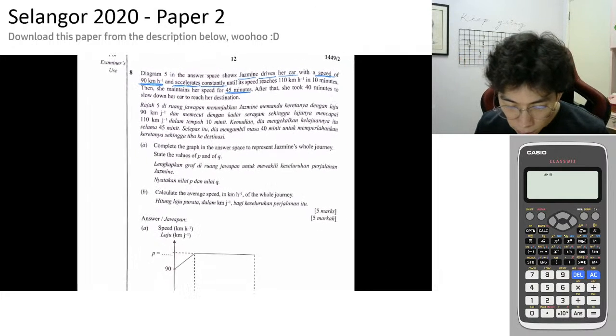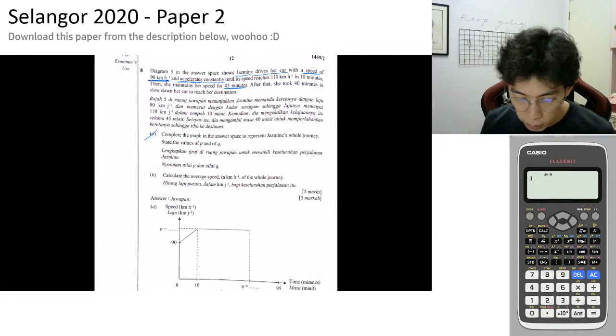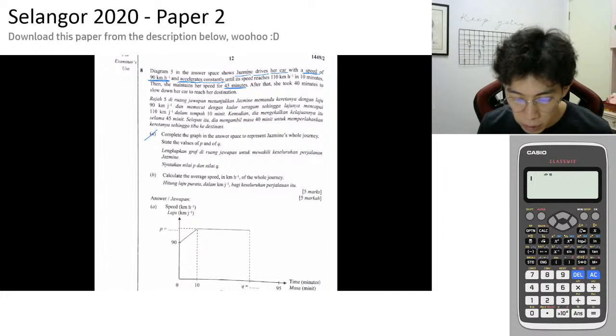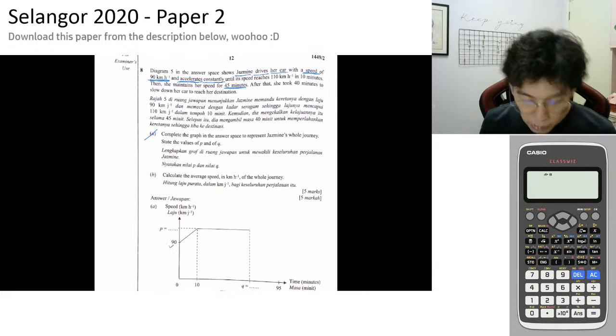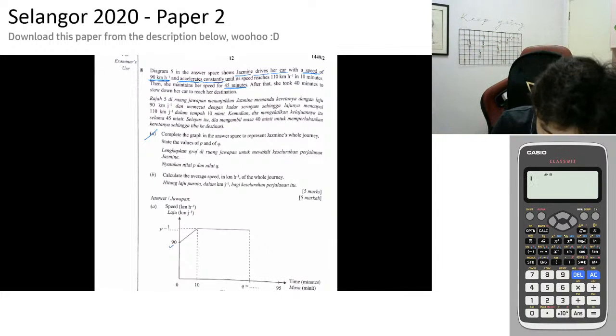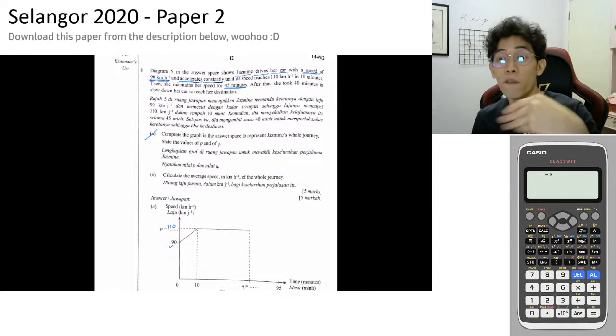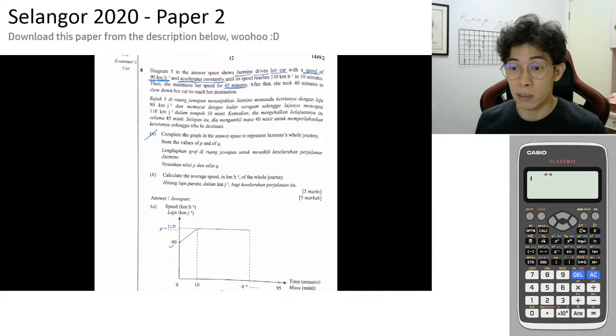Okay, so in this case, if let's say I make it smaller, for A, they mentioned to complete the graph by using the given sentence on top. Whole journey. So do you notice the first thing is that the speed of 90 is correct, and then accelerate constantly up to 110. So that is fill in the blanks only.